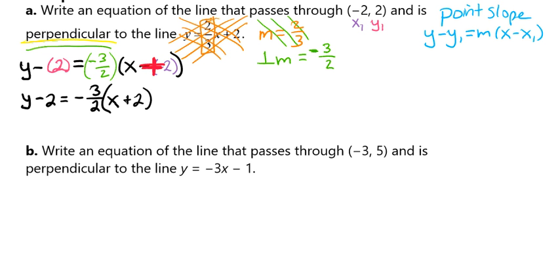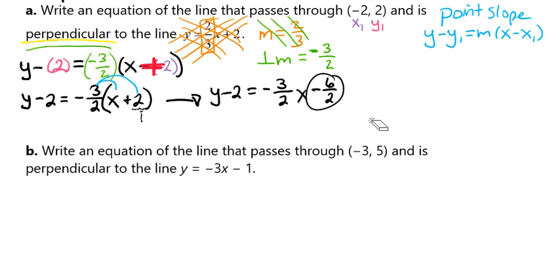And now we're going to distribute that -3/2. So that's going to give us y minus 2 equals -3/2 times x is -3/2 x. And -3/2 times 2, so there's an imaginary 1 on the bottom there. So 3 times 2 is 6, and 2 times 1 is 2. And we can reduce -6/2. -6 divided by 2 is -3. So we have y minus 2 equals -3/2 x minus 3.